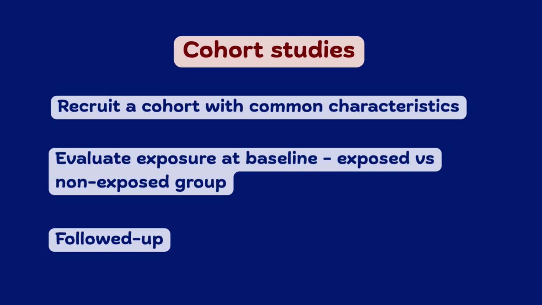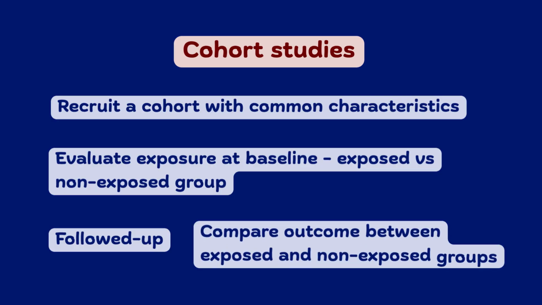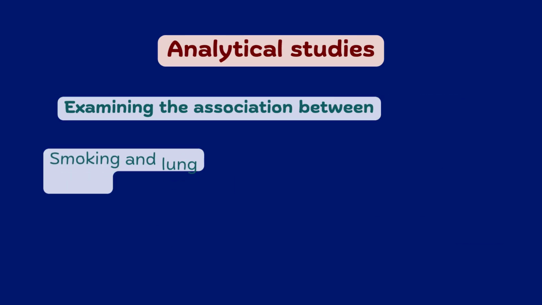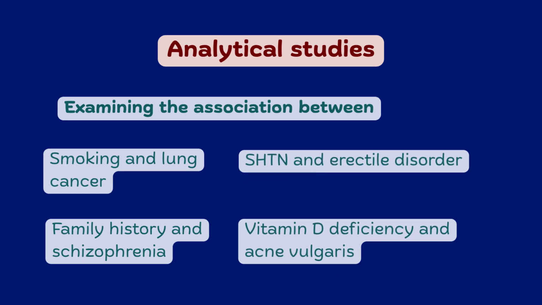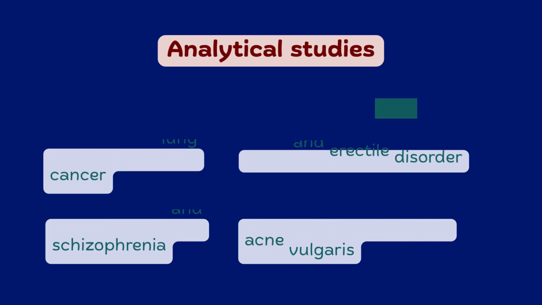Some participants in the exposed group develop the outcome while others do not. Similarly, some participants in the non exposed group develop the outcome while others do not. The proportions of participants who develop the outcome in the exposed and non exposed groups are then compared. Examples of analytical studies include examining the association between smoking and lung cancer, family history and schizophrenia, systemic hypertension and erectile disorder, vitamin deficiency, and acne vulgaris.